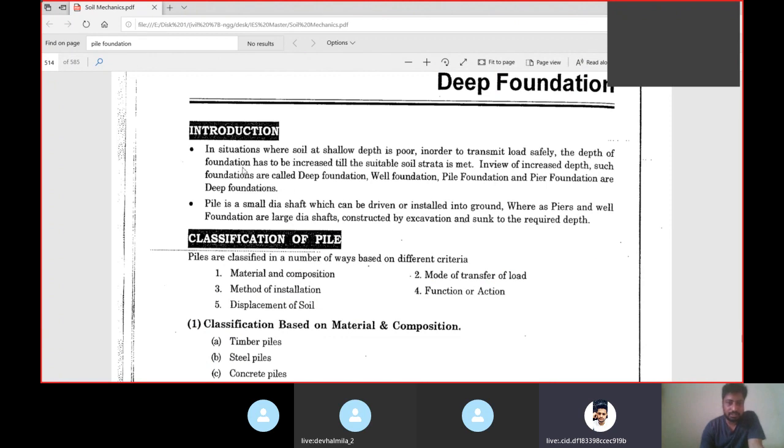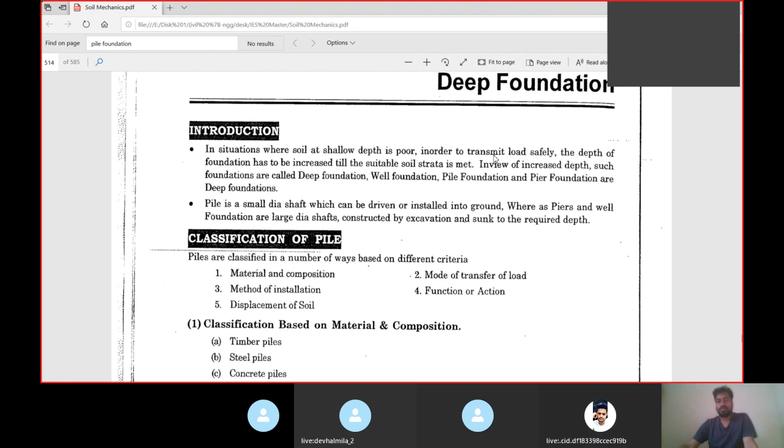Foundation, and in this we'll start with the introduction. In situations where soil at shallow depth is poor, in order to transmit load safely, the depth of foundation has to be increased till the suitable soil strata is met. In view of increased depth, such foundations are called deep foundations. Well foundation, pile foundation and pier foundation are deep foundations.